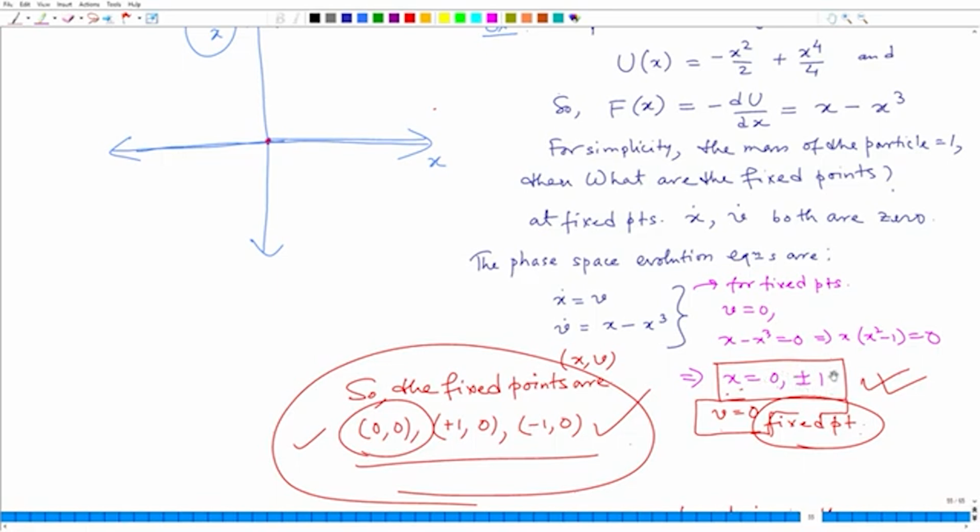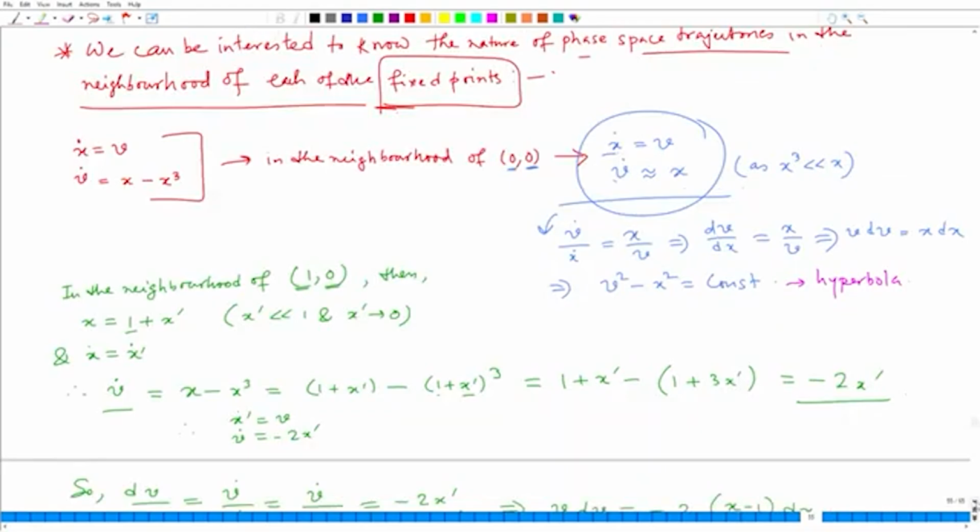Then we tried to find the trajectories in the phase space for the evolution of that system in the neighborhood of these three fixed points. So, the basic objective was that a fixed point is such a point that if you prepare your system at a fixed point and leave it to evolve, it will not evolve any further; it will be in its initial state. So, it is fixed at its state.